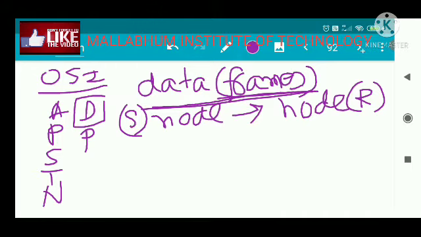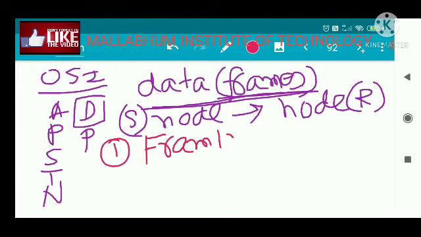Now, services provided by the data link layer. What are the different services provided by the data link layer? The first service is framing. Framing means data is converted into a certain frame, and that frame is going to be transferred from one node to another node. The second one is error control.